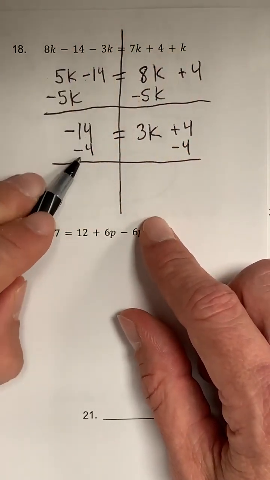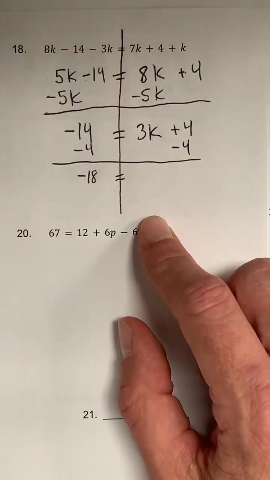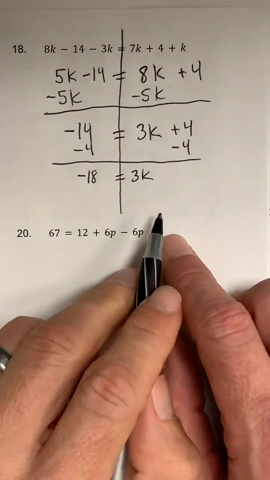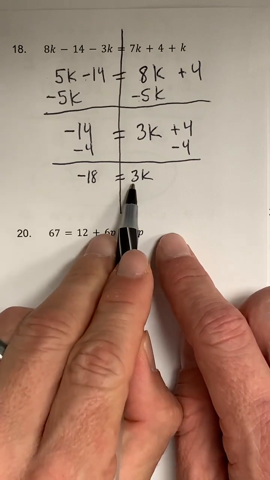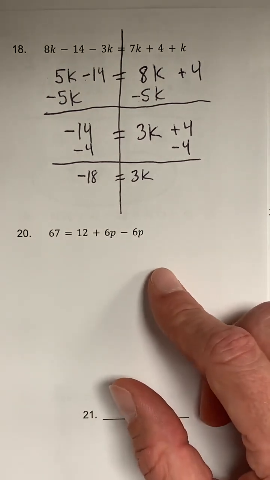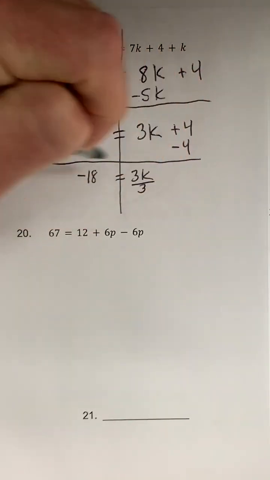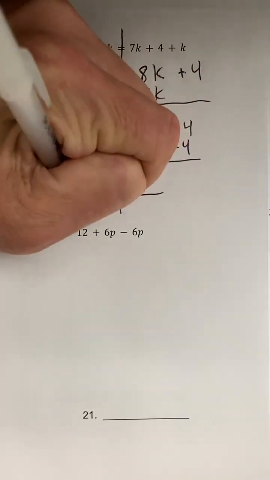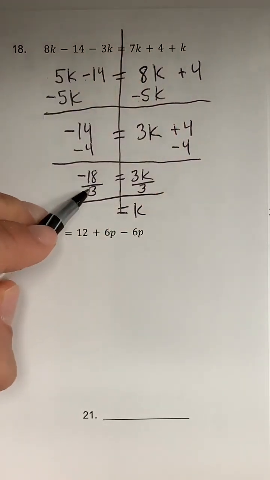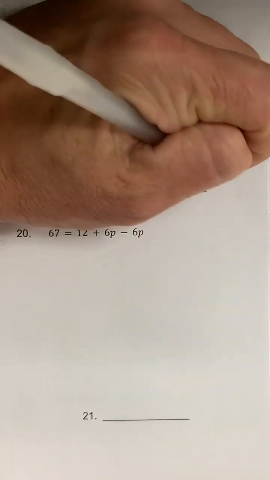Negative 14 minus 4 is negative 18 equals, and then the 4's cancel. So the only thing we have left over here is 3k. To move the 3, this is 3 times k. The opposite of multiplying is to divide. So we'll move the 3 by dividing. We'll divide by 3, and then we have k equals negative 18 divided by 3, which is negative 6. I like to write it the other way, so I'm going to write k equals negative 6.